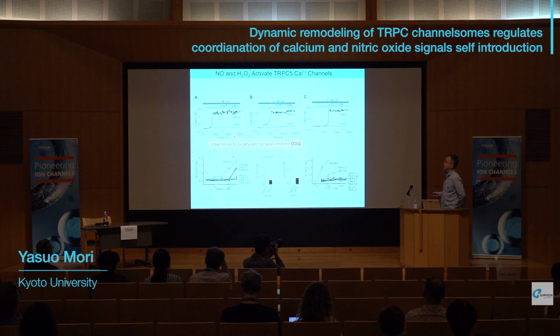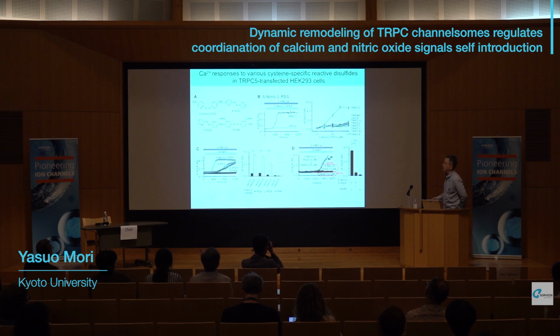I'll first show you a couple of examples of TRPC5 channel responses to nitric oxide and hydrogen peroxide. SNAP and NOR3, nitric oxide donors, induce quite robust calcium influx responses only in TRPC5 expressing cells. Also, hydrogen peroxide induced a similar robust calcium influx response in TRPC5 expressing cells. In addition to reactive oxygen species and nitrogen species, these compounds called reactive disulfides are also very powerful activators for TRPC5 because they can electrophilically attack electron lone pairs on cysteine sulfhydryls.